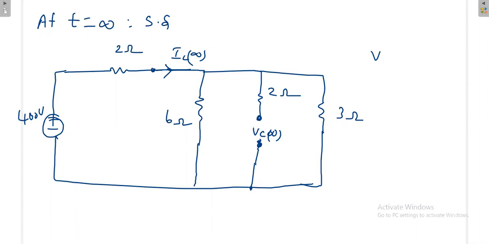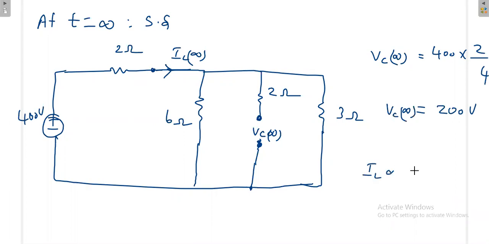VC infinite is again the voltage division rule. 6 parallel 3 is 2. So 400 into 2 divided by 4, so 200 volt is the answer, VC infinite. What is IL infinite? 6 parallel with 3 is 2. 2 plus 2 is 4. 400 divided by 4 is 100 ampere. So the final current is 100 ampere, and the final voltage is 200 volt.